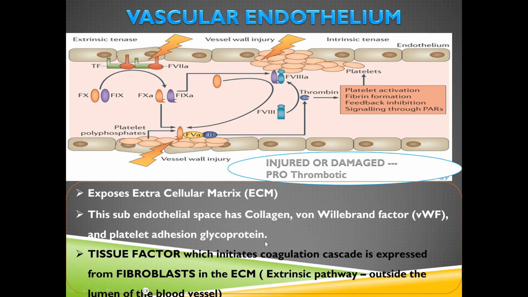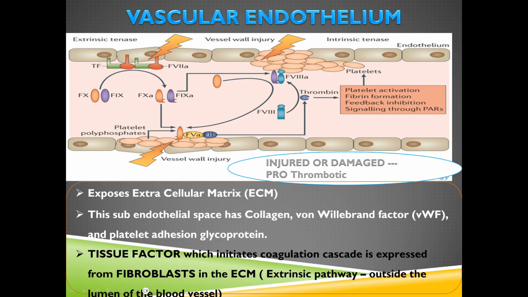This subendothelial space has collagen, von Willebrand factor, and platelet adhesion glycoprotein. All these things are present in the subendothelial area. And the tissue factor which initiates the coagulation cascade is expressed in fibroblasts outside the lumen of the blood vessel. That is why it is called the extrinsic pathway, because these factors are present outside the blood vessel, whereas the intrinsic pathway is mainly all the coagulation factors which are present in soluble form in the blood itself. That is the reason why we have these two pathways.